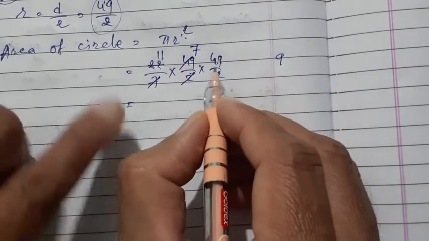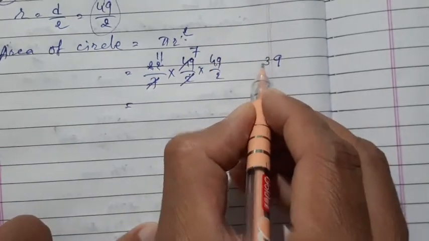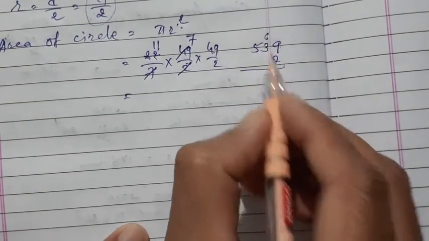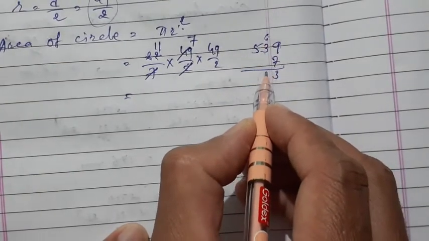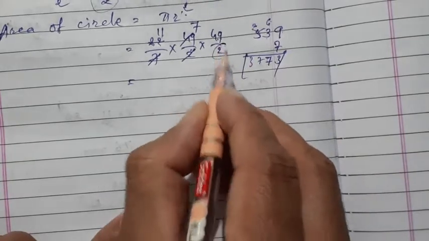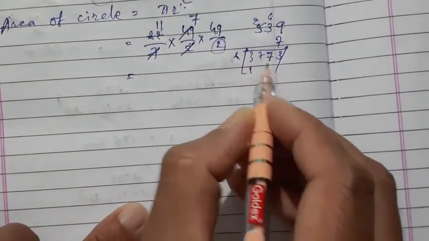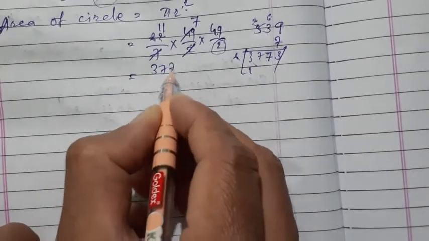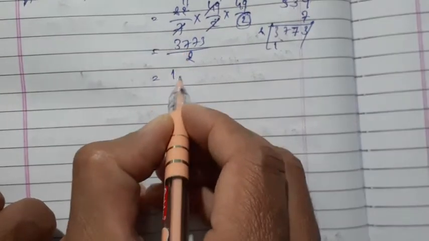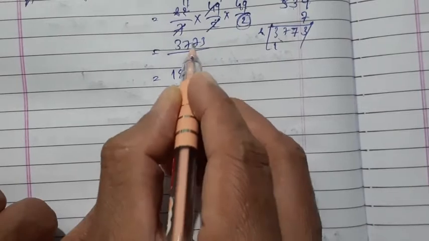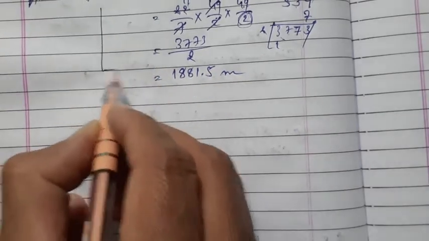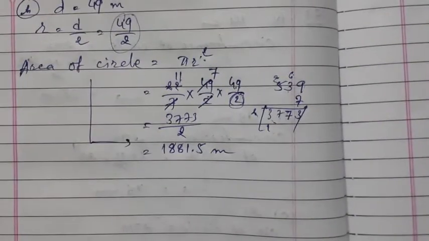49 into 11, so 539, then multiply with 7, and we get 3773. And divide by 2 is there here, so divide 3773 by 2. 2 ones are 2, 1 7, 8 6 are again, 2 ones are 0.5. Meter, that is the area of the given measurement.